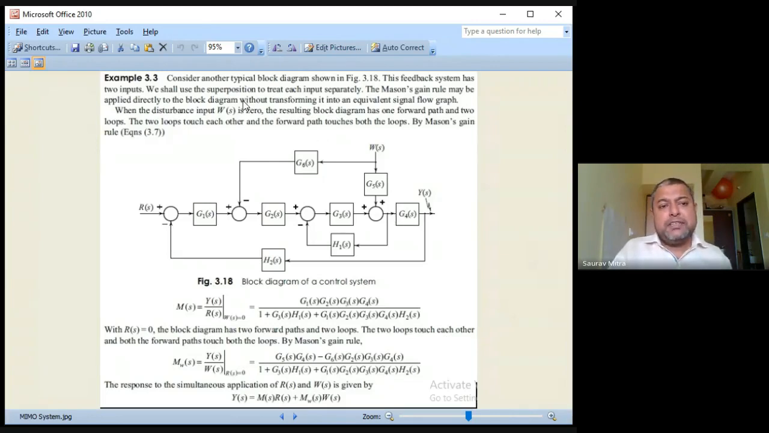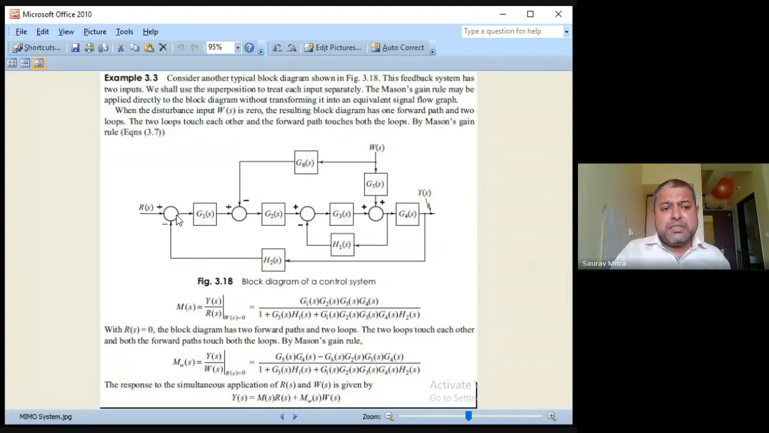So what is written here? Consider another typical block diagram, figure 3.18. So this is the diagram. This feedback system has two inputs. We shall use superposition to treat each input separately. Mason's gain rule may be applied directly to the block diagram without transforming it into an equivalent signal flow graph when the disturbance input WS is 0.